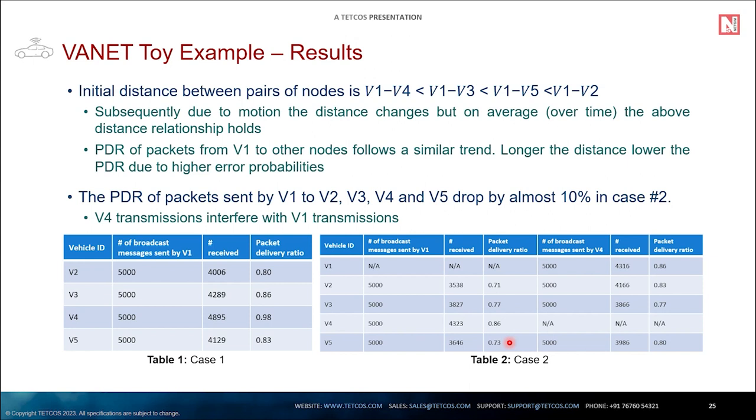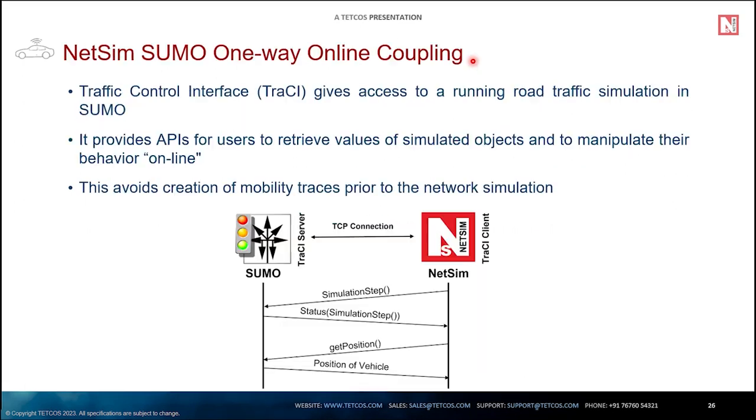To summarize, in this toy example, we set up a realistic scenario with roads and vehicles. Then we simulated safety message transmissions and saw how wireless communication effects such as path loss and interference impact the transmission of messages. We will now look at one-way coupling and then move to two-way coupling.